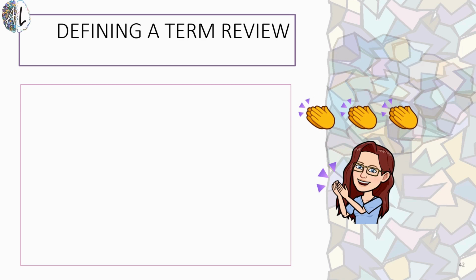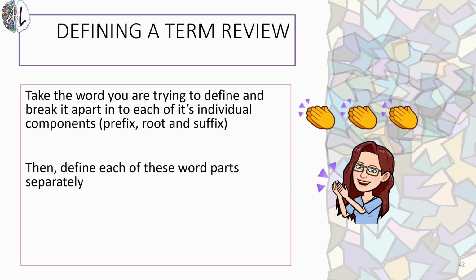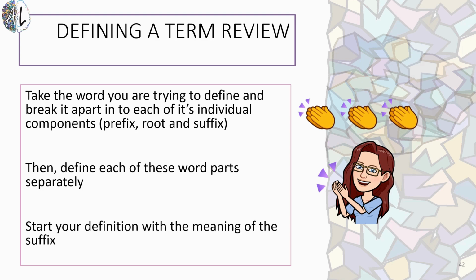Let's quickly review how we define a term. Again, we want to make sure that we break it apart into each individual component. So find out if there is a prefix, if there's one root, two roots, three roots. We can have more than one of those. And what is the suffix? Once we're done with that, we're going to define its individual parts separately, and then we're going to start our definition with the meaning of the suffix.